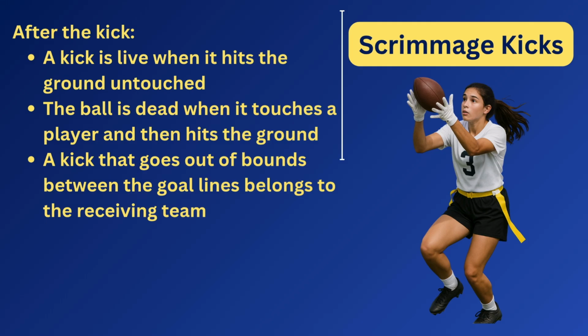But if, let's say, the receiving team is in a position to catch the kick and they muff it, it hits the returner, the receiver, and then hits the ground, because it has now been touched, it is now dead at that spot and belongs to the receiving team. And then a kick that goes out of bounds is just spotted at the spot that goes out of bounds and belongs to the receiving team.